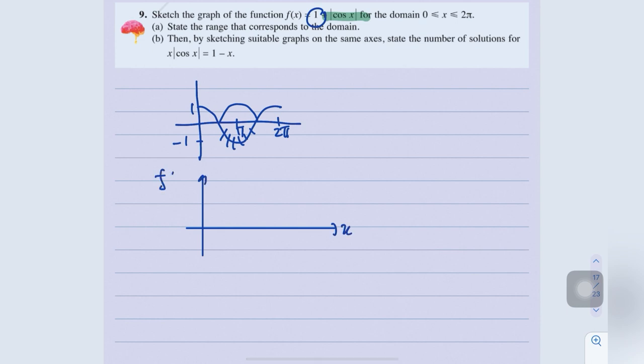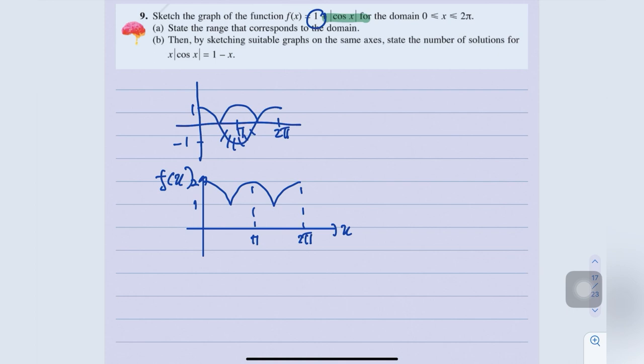On the axes x and f(x), 1 becomes 2. This is 2 pi, this is pi. The maximum is 2 and the minimum is 1. Part A, state the range that corresponds to the domain. To find the range means the values of f(x). So the range of f(x) is from 1 to 2.